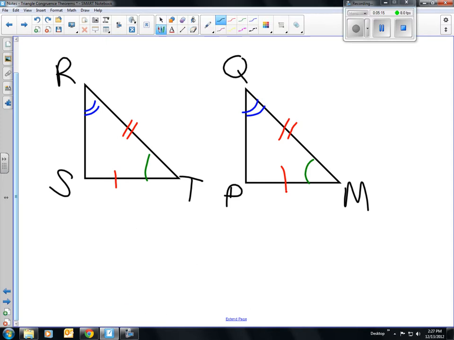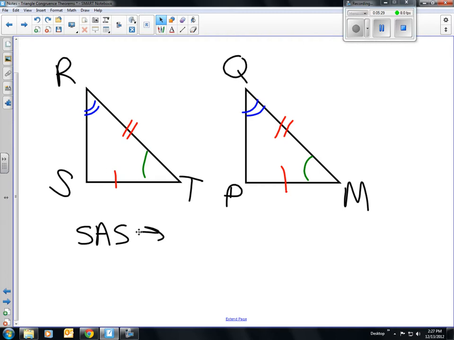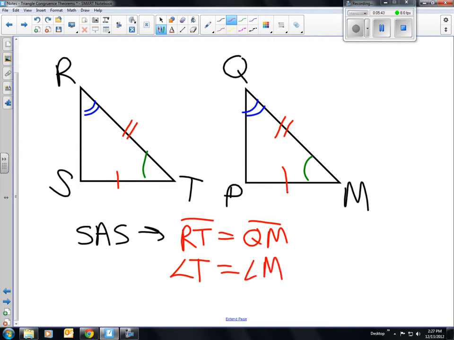You could also use side angle side here. So side angle side would look like this. We could use the green angle as our connecting angle between this side and this side of the two triangles. So we would say side RT is equal to side QM, and then angle T is equal to angle M, and then side ST is equal to side PM.